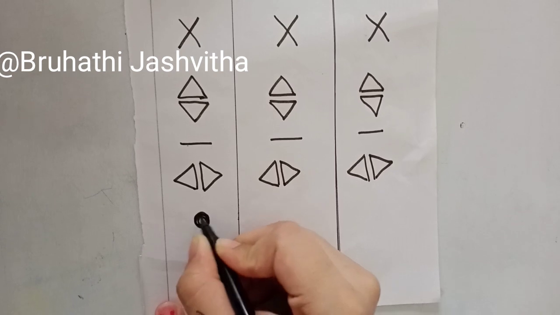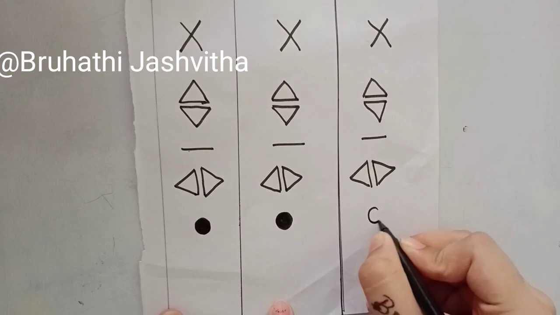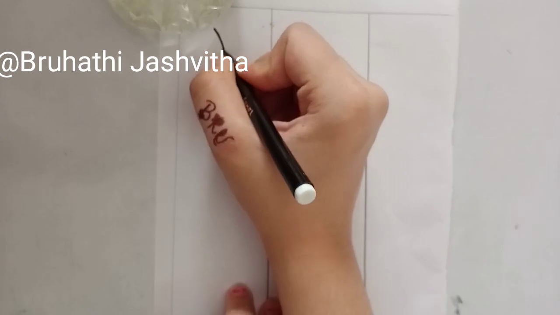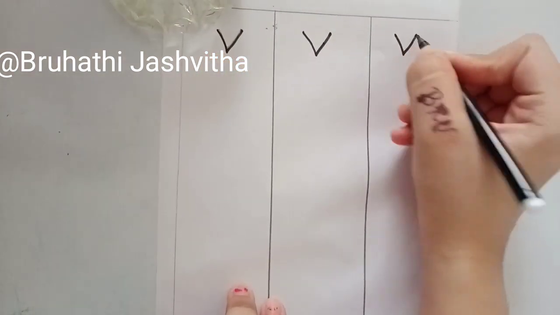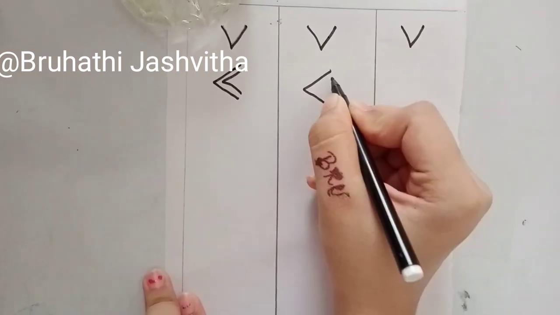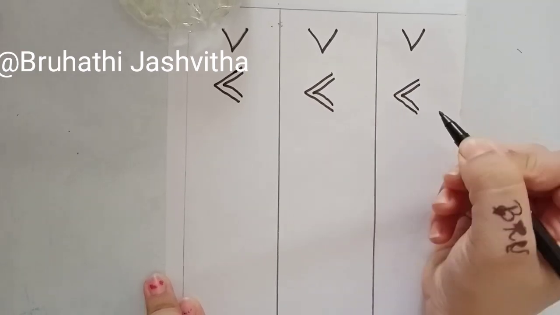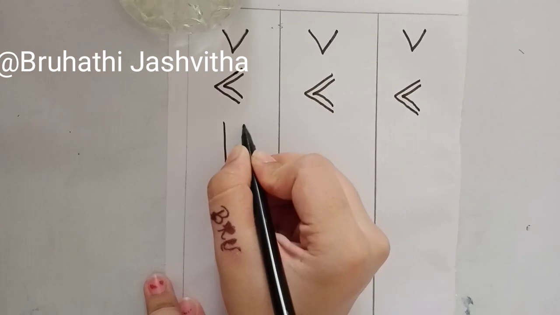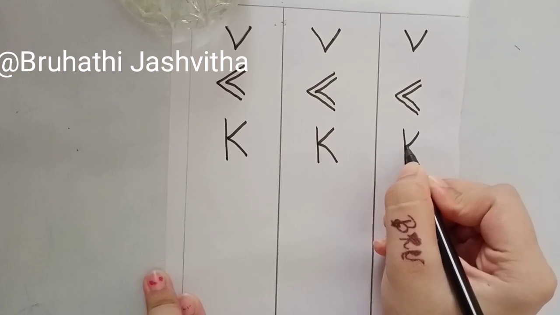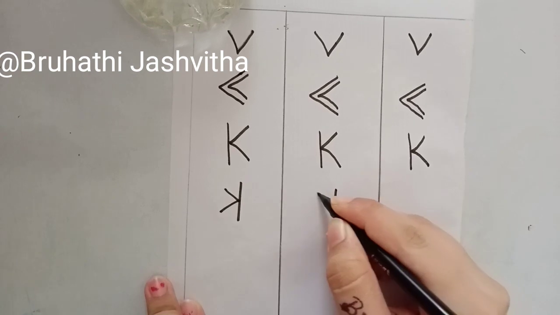The next shape is to draw a circle and fill it. Once more I'll show you. The next shape is to draw a V. The other shape is to draw a sleeping V and one more V inside it. One more shape is to draw a K. The next shape is to draw an opposite K.